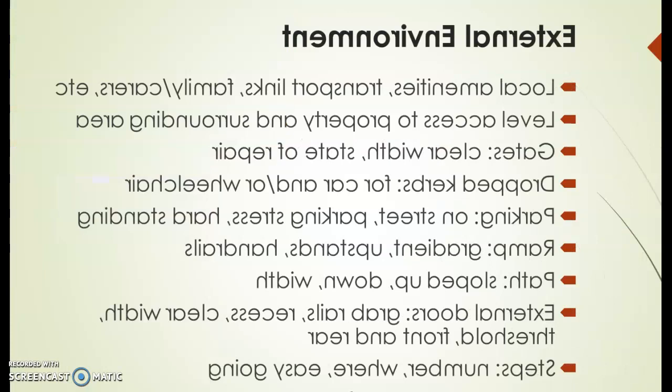You've got to think about the external environment. Think about what local amenities there are, transport links, thinking about the families, the carers, how close they are, level access and surroundings to the property, and think about the surrounding area. Think about the gates, you've got to think about the width and the state of repair. Dropped kerbs, that's thinking about access for cars and wheelchairs. Think about parking, parking stress, we all know about that, and hard standing. The ramps, think about the gradient and upstands and handrails.